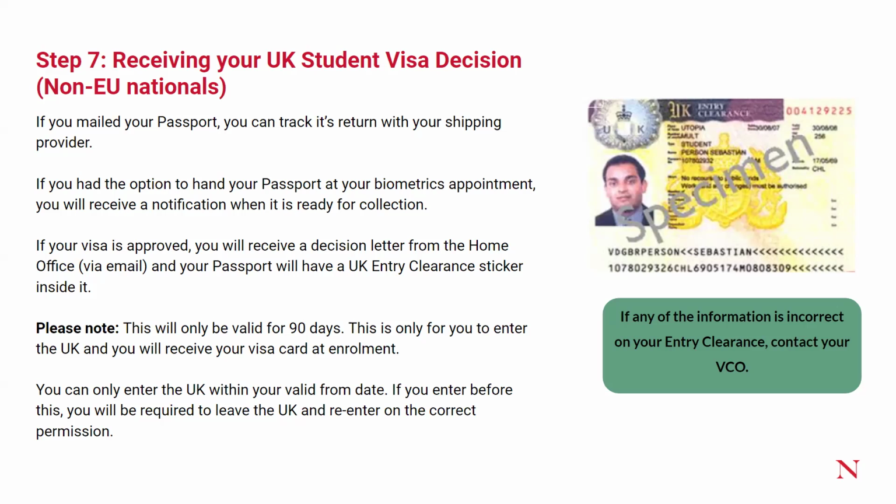If any of the information about you is incorrect, or you believe this is not valid for 90 days, or the valid from date is too late for you to arrive in the UK, please contact the visa compliance team or your visa compliance officer immediately.